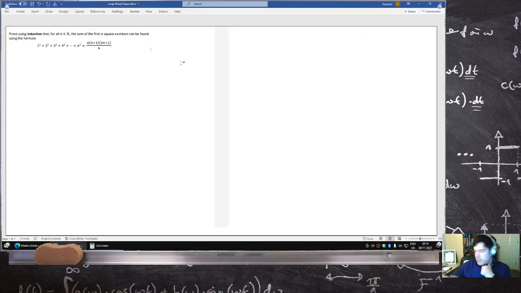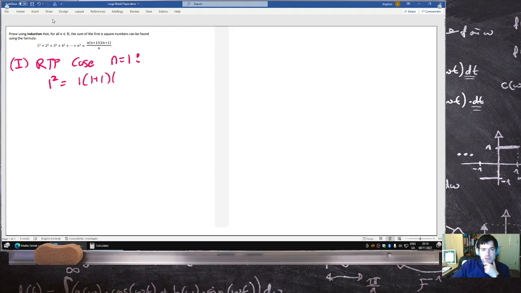Okay, induction proof now. So one, we're required to prove case n equals 1. So does 1 squared equal 1 times 1 plus 1 times 2 plus 1 over 6? Well, that's 1 equal to 6 over 6, so that's true.